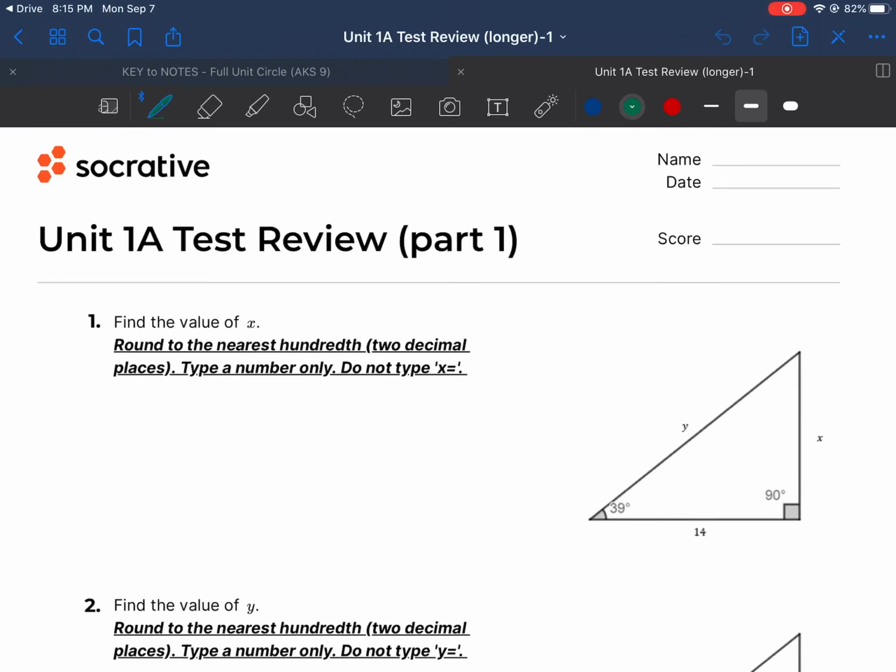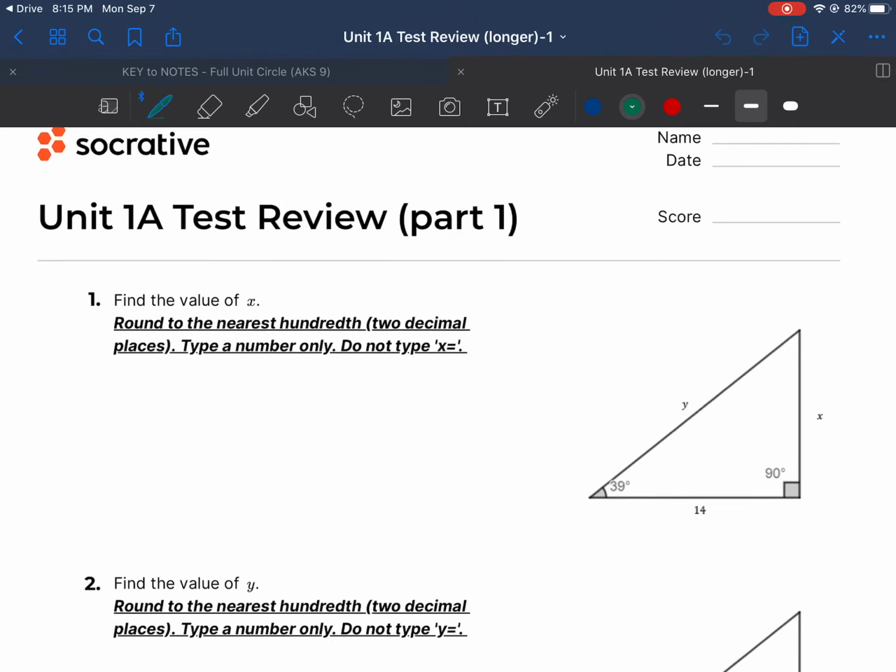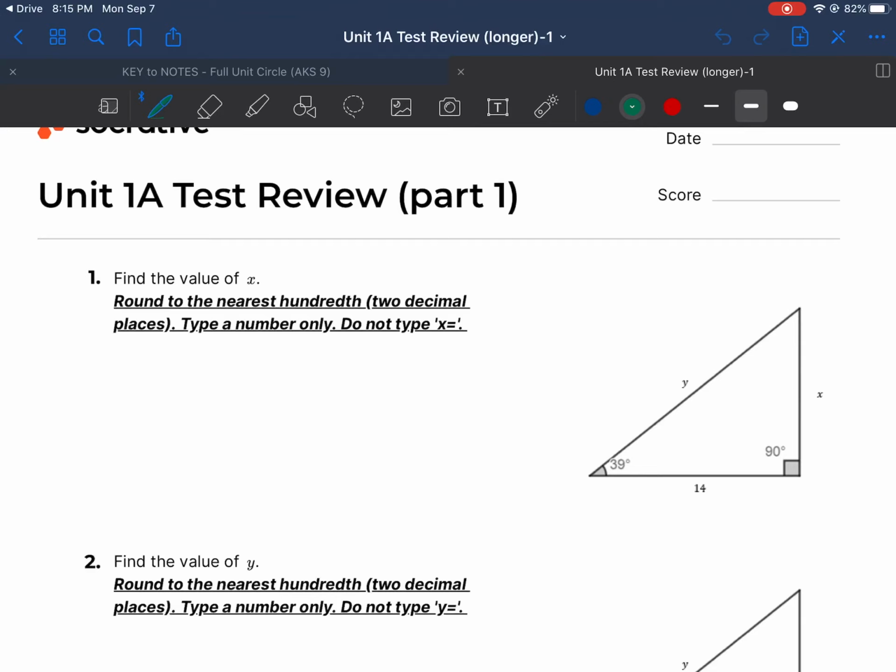In today's video, we're going to look at a collection of problems to help prepare us for a Unit 1A test. Let's go ahead and get started. In problem 1, we want to find the value of x given our right triangle to the right.